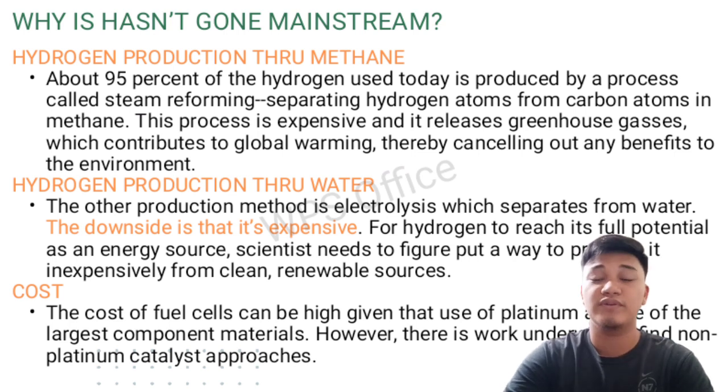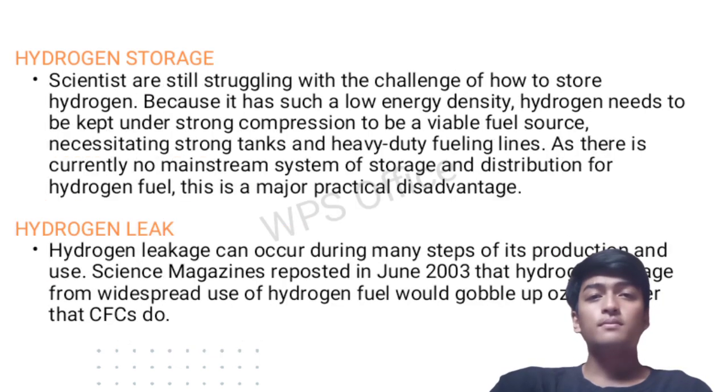Cost. The cost of fuel cells can be high given the use of platinum as one of the largest component materials. However, there is work underway to find non-platinum catalyst approaches. Hydrogen storage. Scientists are still struggling with the challenge of how to store hydrogen because it has such a low energy density. Hydrogen needs to be kept under strong compression to be a viable fuel source, necessitating strong tanks and heavy duty fueling lines. As there is currently no mainstream system of storage and distribution for hydrogen fuel, this is a major practical disadvantage.